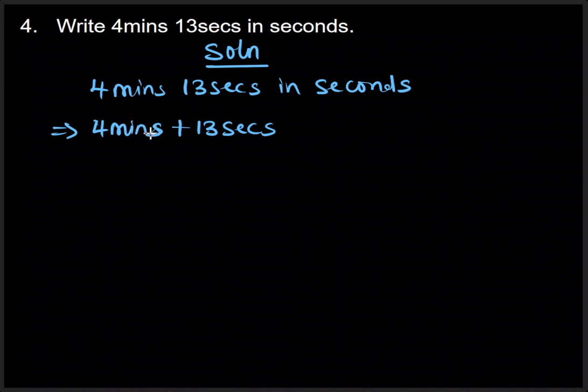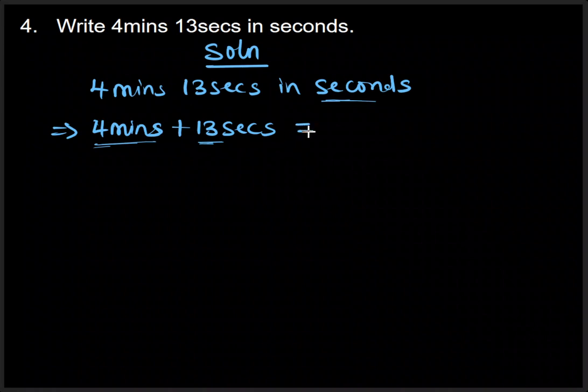Alright, so what do we have from there? Now, look at this 4 minutes. We have to put our answer in seconds. This 13 is already in seconds. So that means we have to change this 4 minutes to seconds and then add it with this 13 seconds. We have to put our final answer only in seconds, so we change the 4 minutes to seconds and add what we get with the 13 to give us everything in seconds.